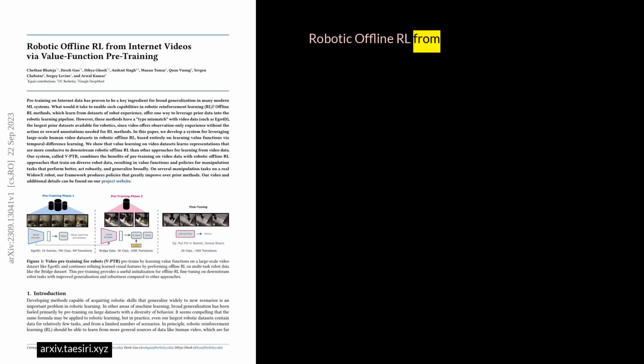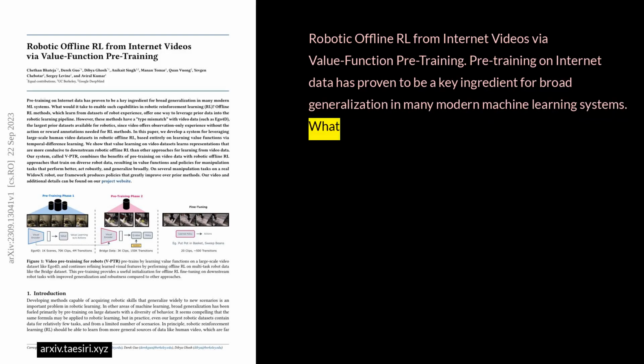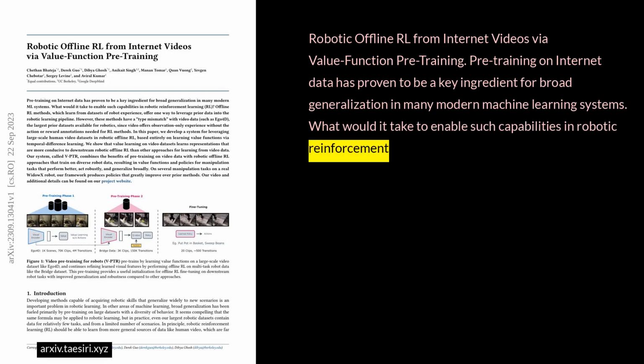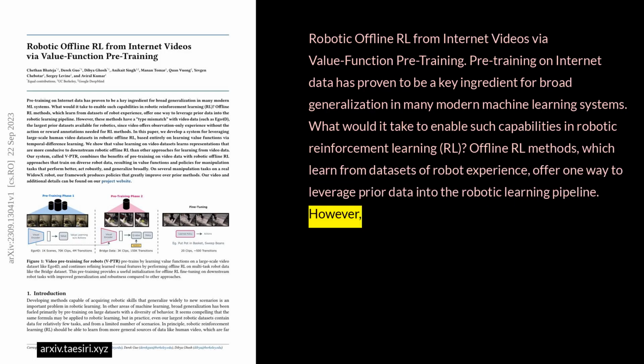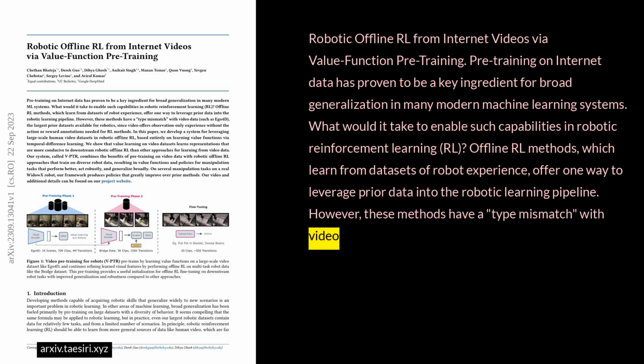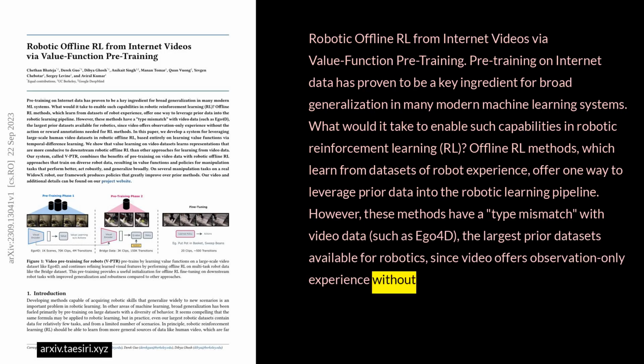Robotic offline RL from Internet videos via value function pre-training. Pre-training on Internet data has proven to be a key ingredient for broad generalization in many modern machine learning systems. What would it take to enable such capabilities in robotic reinforcement learning, RL? Offline RL methods, which learn from datasets of robot experience, offer one way to leverage prior data in the robotic learning pipeline. However, these methods have a type mismatch with video data, such as Ego4D, the largest prior dataset available for robotics, since video offers observation-only experience without the action or reward annotations needed for RL methods.